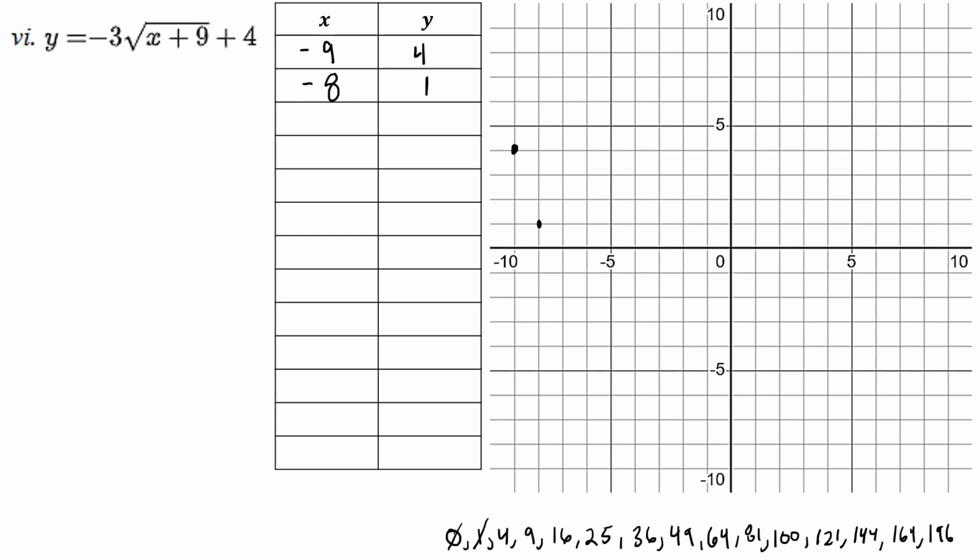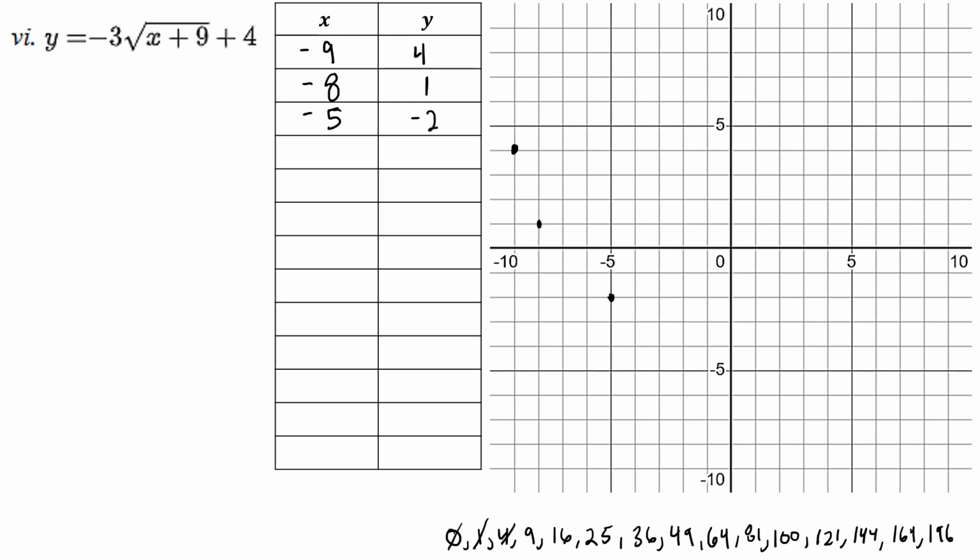I'm going to keep doing this till I can't plot any more points. So let's talk about 4. So what number makes x plus 9 equal 4? Well, that'd be negative 5. So here we go. Negative 5 plus 9 is 4. Square root of 4 is 2. Negative 3 times 2 is negative 6. Negative 6 plus 4 is negative 2. So negative 5 gives me negative 2.